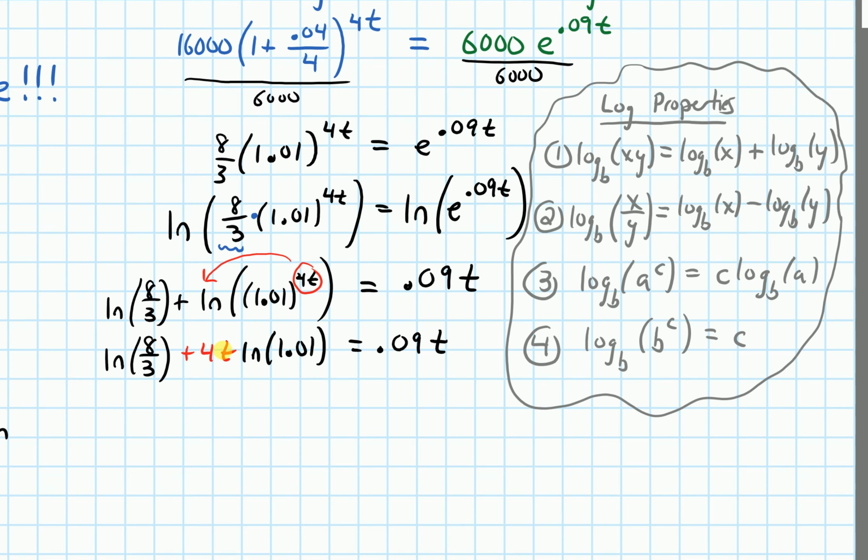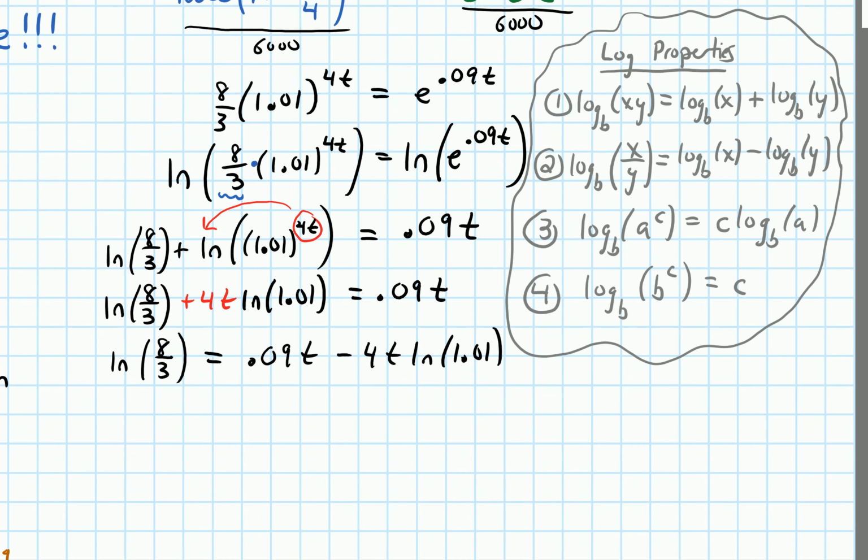So now let's get everything with a t on one side. So we have ln of 8/3 on the left. Let's move 4t times this ln term, subtract it over to the right. So I'll get 0.09t minus 4t times ln of 1.01. All right, so we got ln of 8/3 on the left. And now on the right, both of my terms have this t in common. So we can factor that out. And when we factor it out, from the first term I'm left with 0.09. From the next term, I'm left with minus 4 times ln of 1.01.